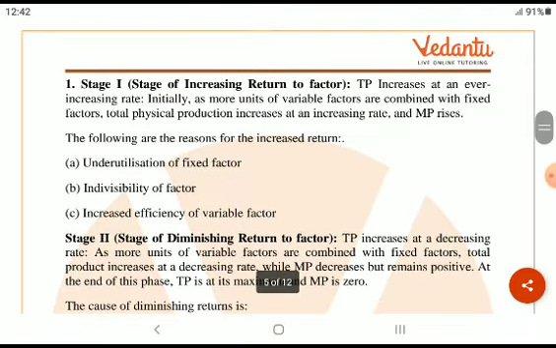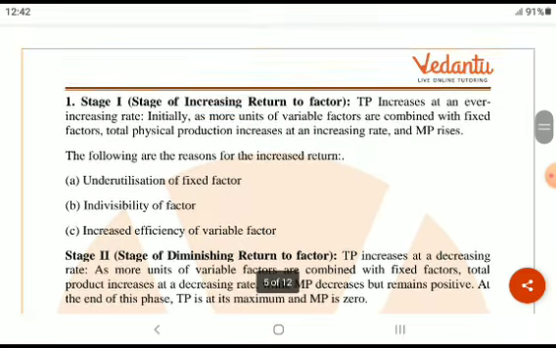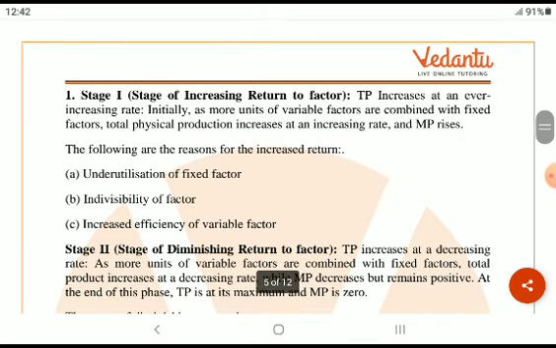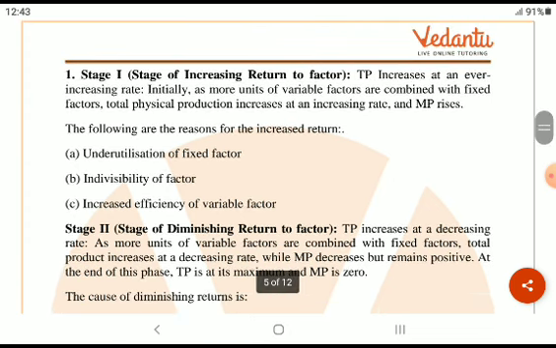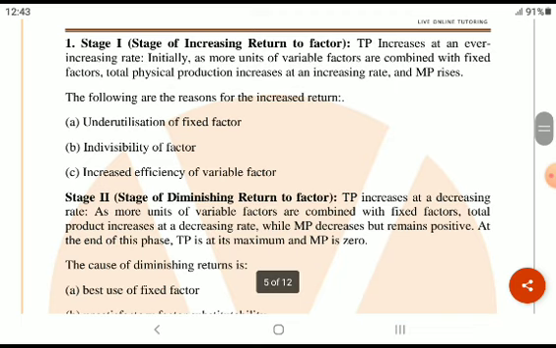First, let us see stage 1. Stage 1 of increasing return of a factor is TP increases at an ever-increasing rate. Initially, as more units of variable factors are combined with fixed factor, total physical production increases at an increasing rate and MP rises. The following are the reasons for the increased return: underutilization of fixed factor, indivisibility of factor, increased efficiency of variable factor. These are the reasons for the increased return.